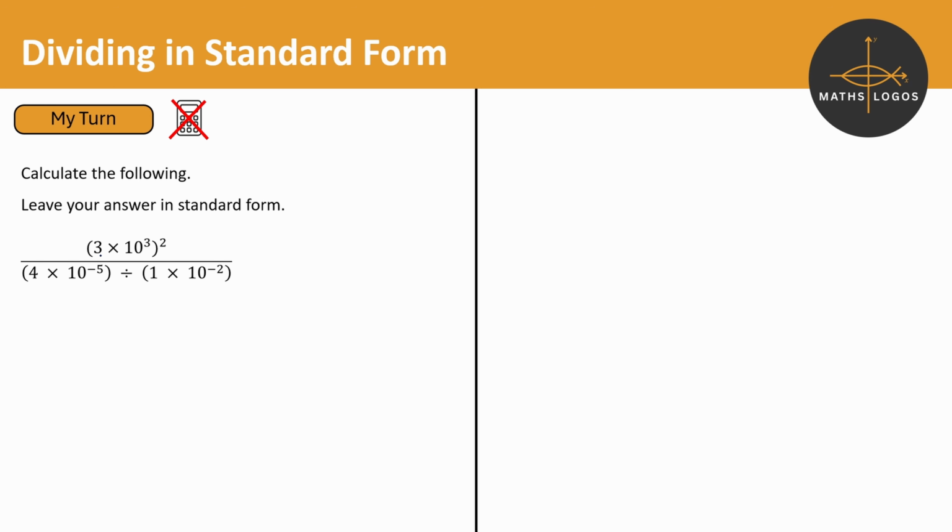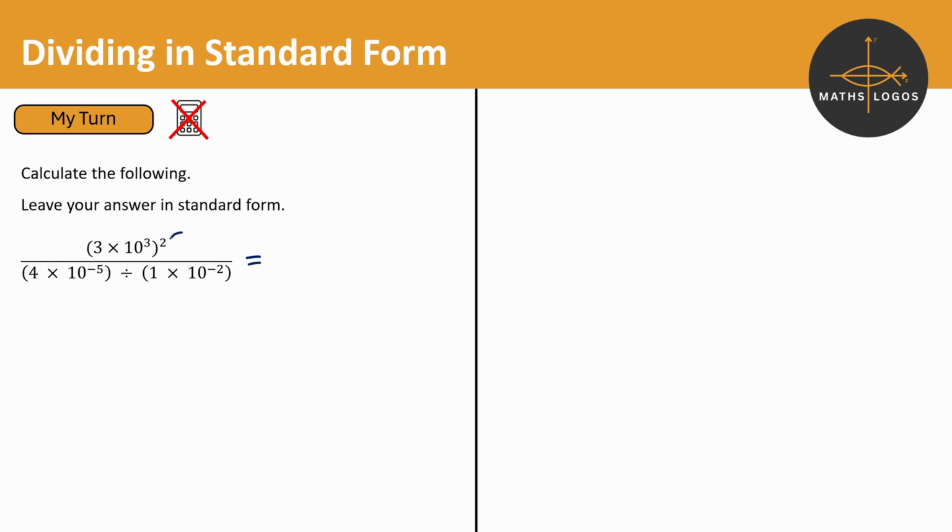Let's calculate the following. Leave your answer in standard form. We've got 3 multiplied by 10 to the power of 3 all squared, divided by 4 multiplied by 10 to the negative 5, divided by 1 multiplied by 10 to the negative 2. So lots going on in this calculation. Let's tidy it up as best we can to start with. Let's tidy up the numerator.